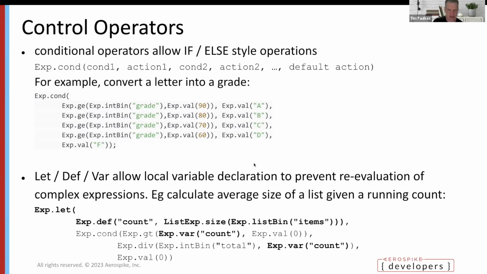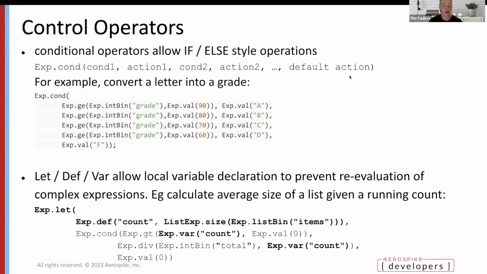Now, the first one is basically a complex if, else if, else if, else style operation. It starts with exp.cond, and then it takes a condition and an action. So if this condition evaluates to true, it will execute this action. Otherwise, if the second condition evaluates to true, it'll evaluate the second action, and so on. And if none of them evaluate to true, then it will use this default action.